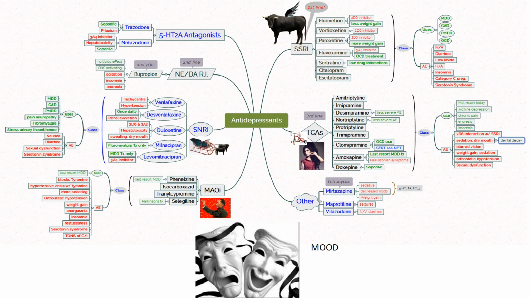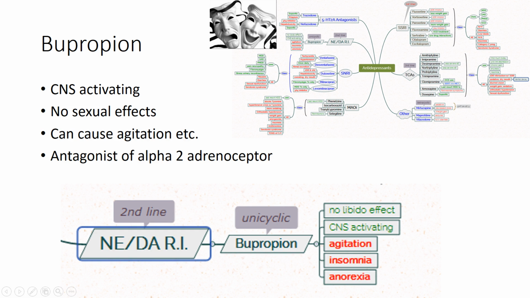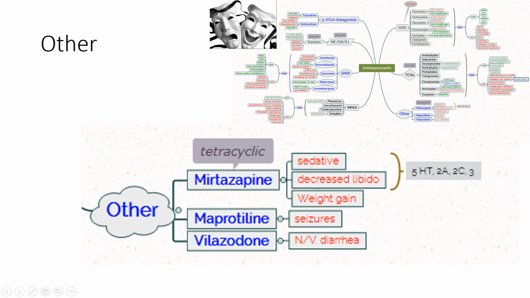Alright, so now we've talked about our SSRIs, our SNRIs, our TCAs, our monoamine oxidase inhibitors. We've talked about our 5-HT2A antagonists, trazodone and nefazodone. We've talked about bupropion. Last one to cover here is going to be a little other category.